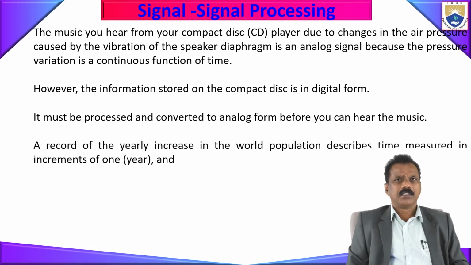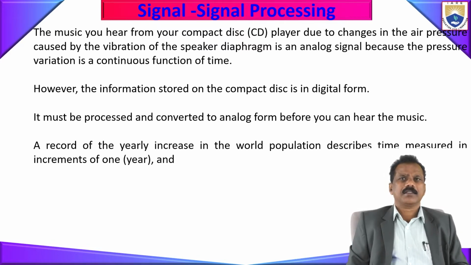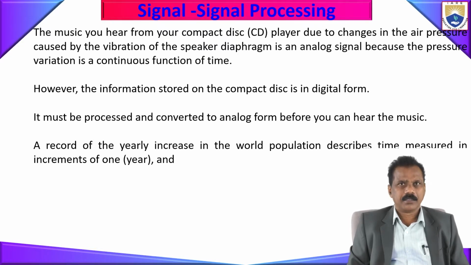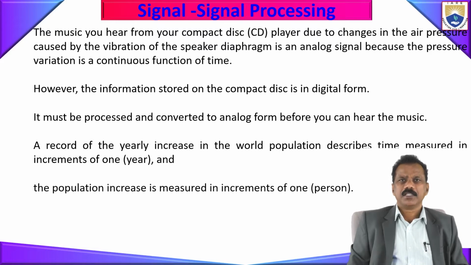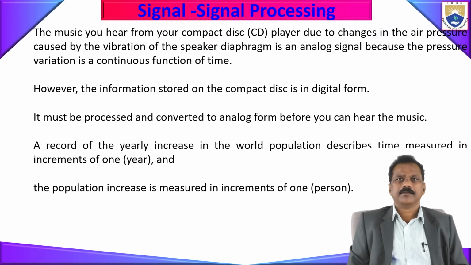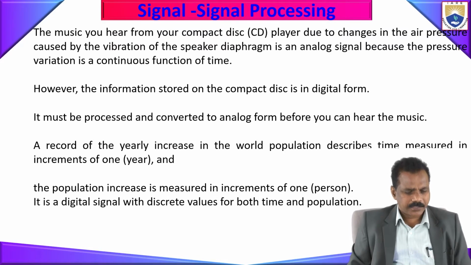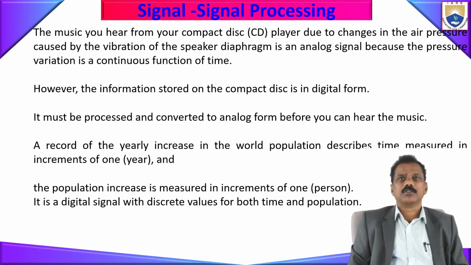A record of the yearly increase in the world population describes time measured in increments of a year. The population increase is measured in increments of 1. So it is a digital signal, with discrete values for both time and population. This is the real world: wherever you go, we observe signals.